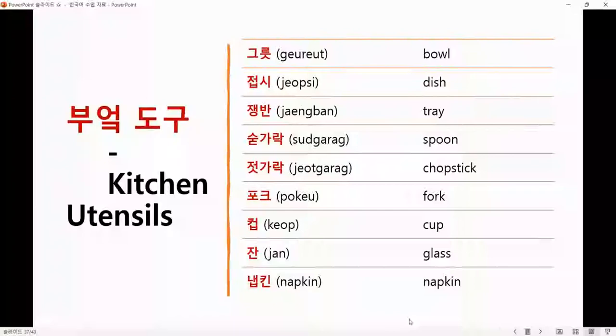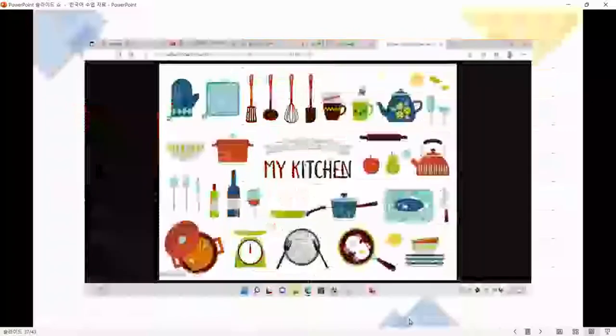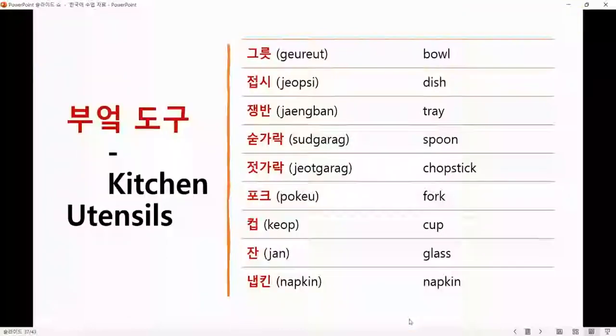Now, what do you use for eating? Whether you are right-handed or left-handed, you need to use this utensil, which is 숟가락. 숟가락 is spoon. Do we have 숟가락 here? Yes, on the left, blue color, third from the bottom, on the most left. There's a spoon there beside the fork. The spoon in Korean is 숟가락.